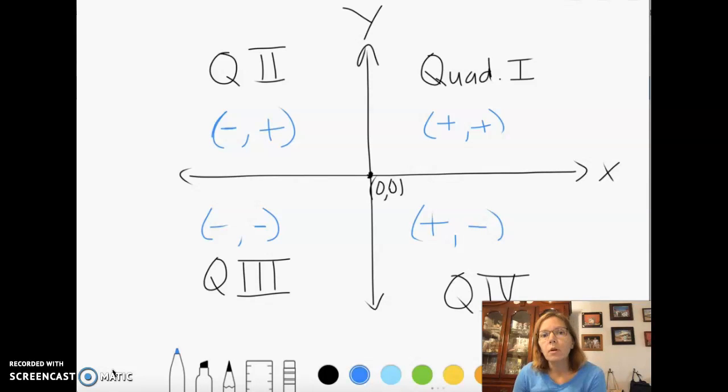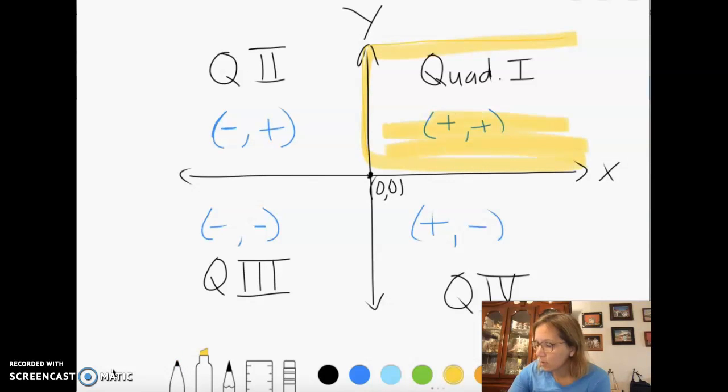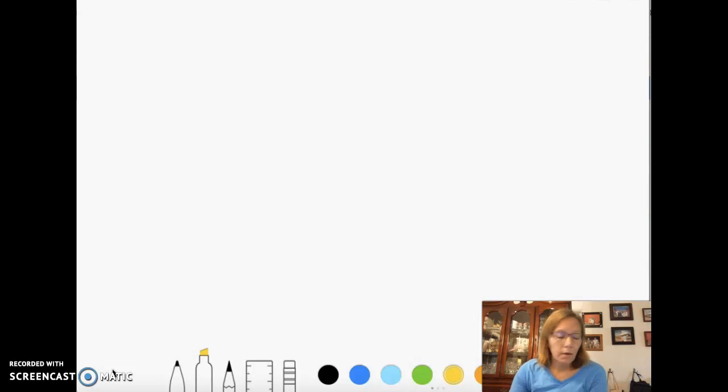So this is just a brief review of the coordinate system. And today, in this lesson, we're only going to be using quadrant 1. Okay. We're only going to be using this quadrant today. Everything that you're going to be graphing is going to be positive. So let's get into it. Be sure to pause the video anytime that you want to stop and take notes, and I do want you taking notes as you watch.